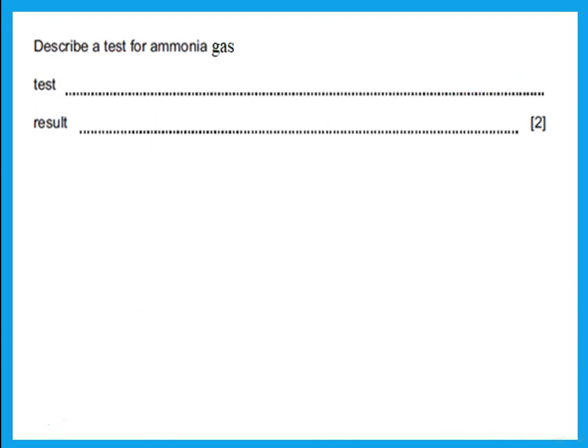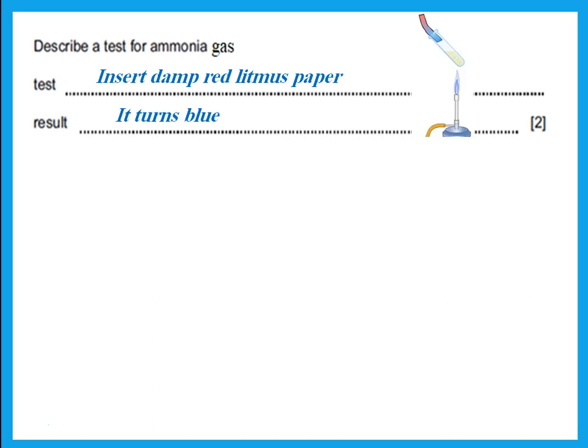Describe a test for ammonia gas. Again, there is a test for ammonia gas and there is a test for ammonium ions. Remember that for ammonia gas, you just insert damp red litmus paper, and it turns blue. But if we were doing the test for ammonium, you have to add sodium hydroxide first, heat, and then it gives out ammonia that turns damp red litmus paper blue.